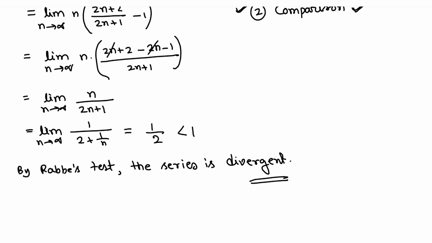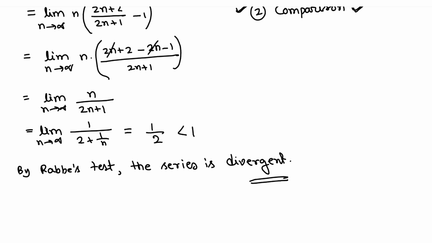Clear? I think Raabe's test is very clear. I am again repeating the main points of Raabe's test. First of all, you can use Raabe's test when D'Alembert ratio test fails. Second, you can apply both comparison test and Raabe's test. If there is a degree difference between numerator and denominator, use comparison test. Comparison test will be easier. And if there is no degree difference, use Raabe's test.